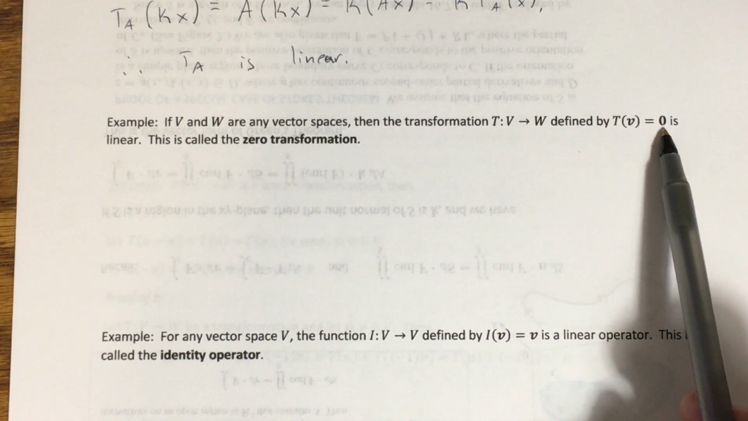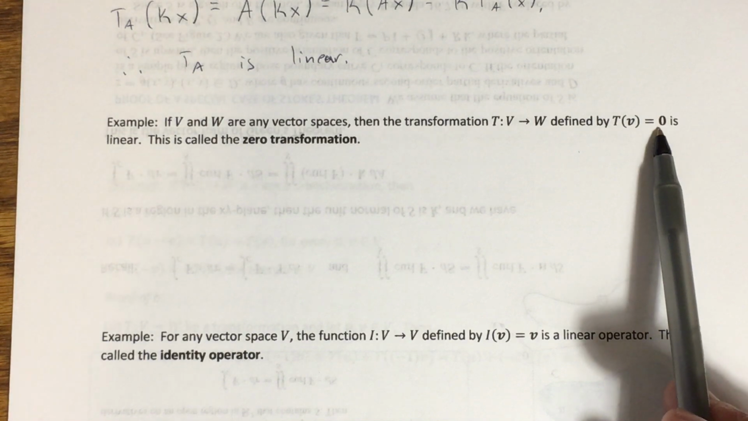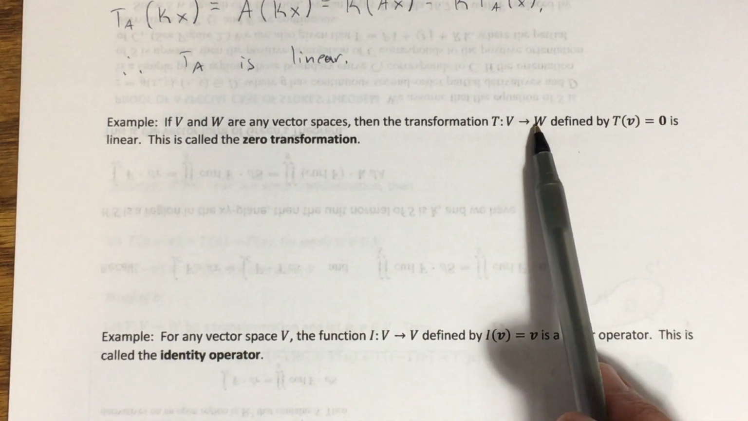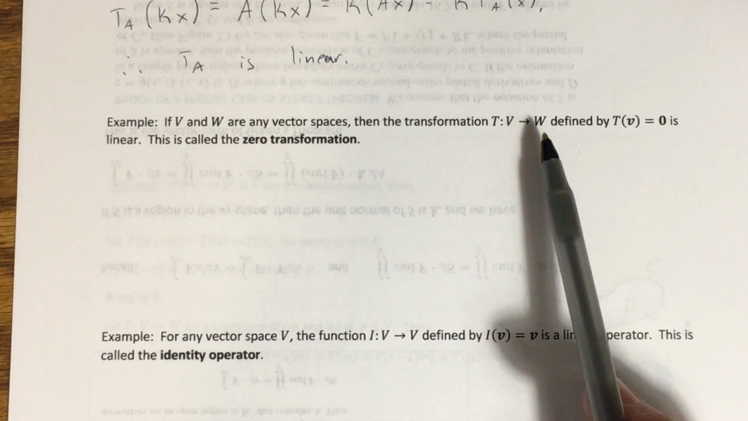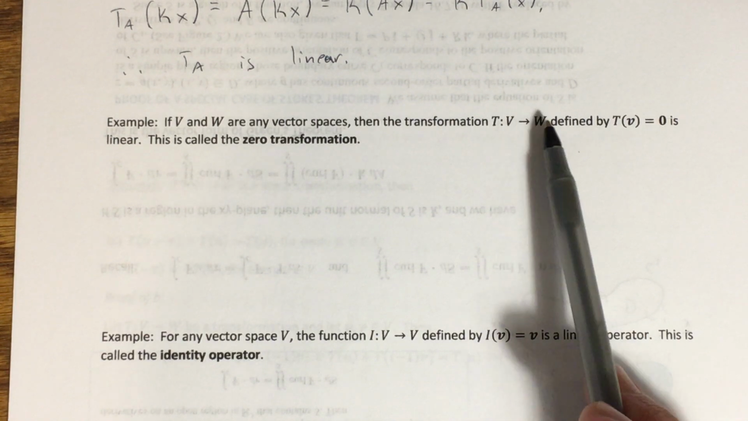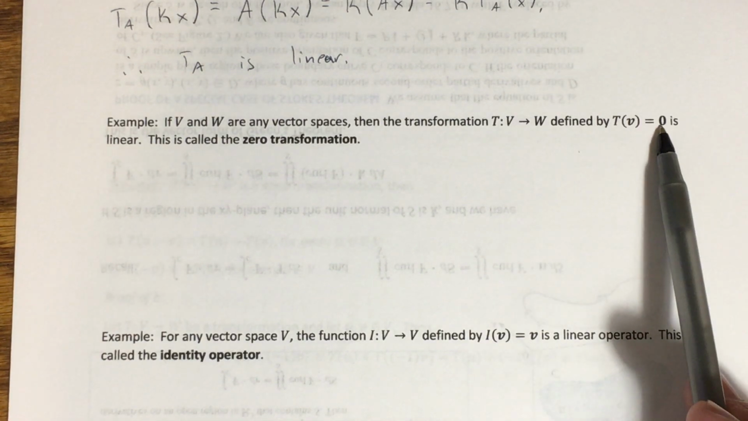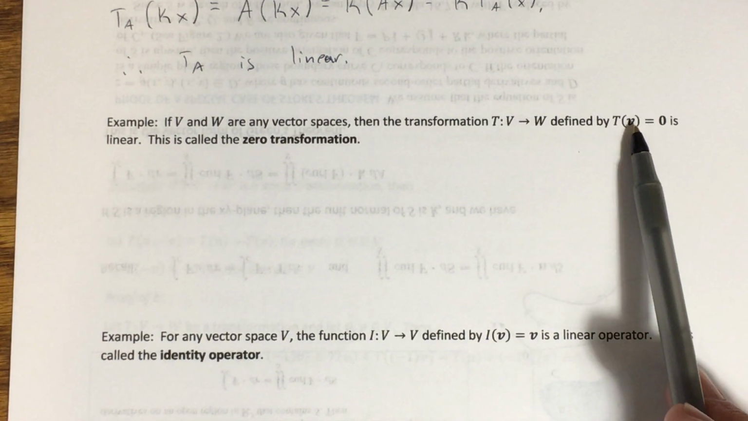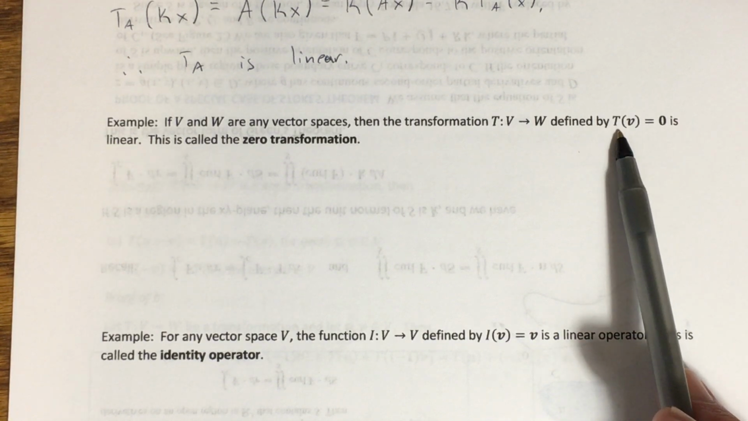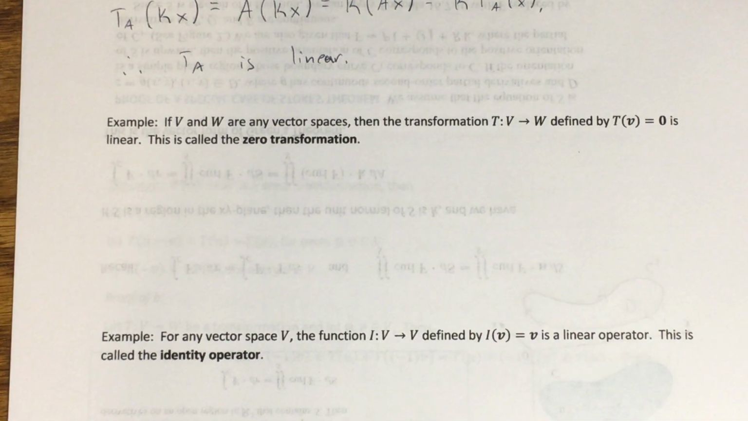T of v is equal to the 0 vector. Now notice, I'm just writing zero here, but you have to be thinking about what 0 that is. Because these are potentially two different vector spaces, the 0 vector in this vector space might be completely different than the 0 vector in this vector space. So when I write 0 here, notice it's the result of plugging v into this function, which means this is an output for this function. That would mean that this is the 0 vector of W, not the 0 vector of V.